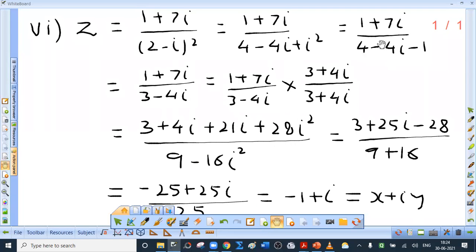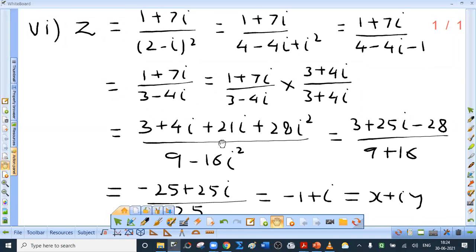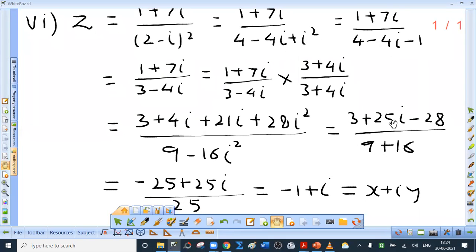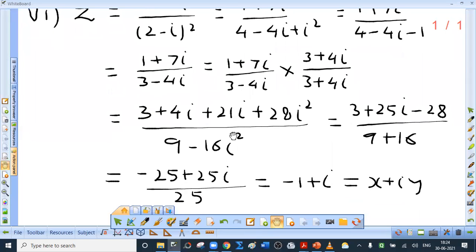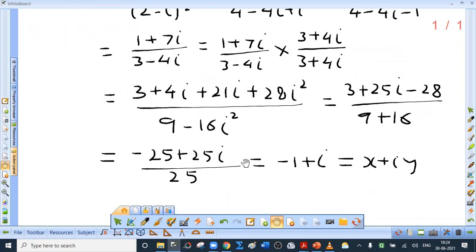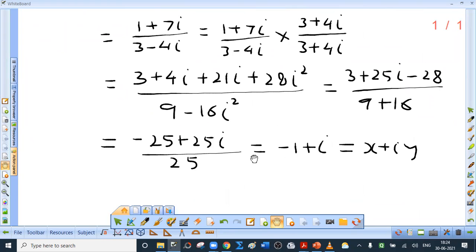Sum number 6, let z be (1 plus 7i) upon the square of (2 minus i). Now the main job is to write this complex number in the form a plus ib. Simplify the denominator first, you get 3 minus 4i. To divide by 3 minus 4i means to multiply by 3 plus 4i. So on simplification, note that i square is minus 1. So you get a simple complex number. z comes out to be minus 1 plus i.